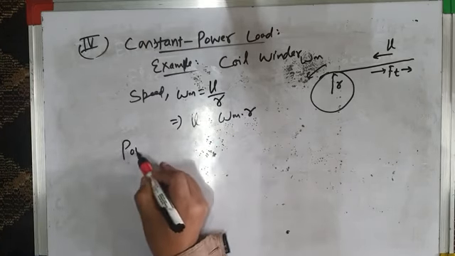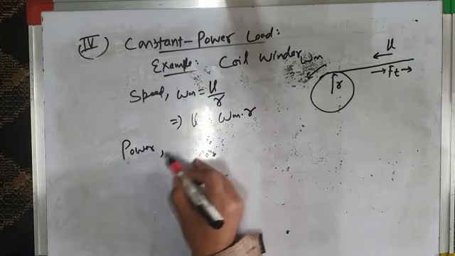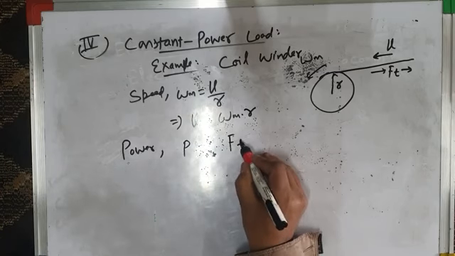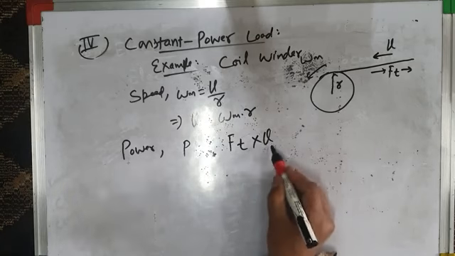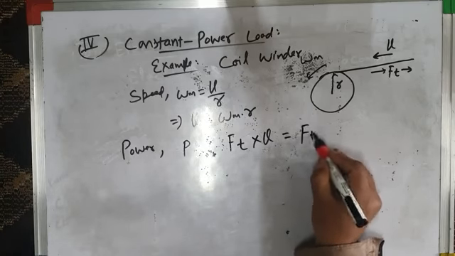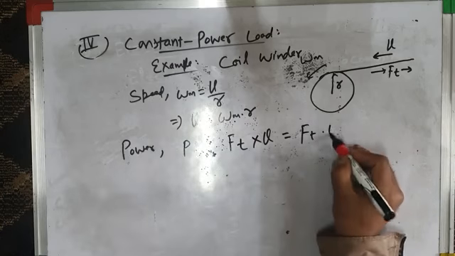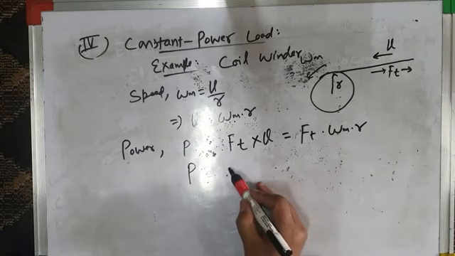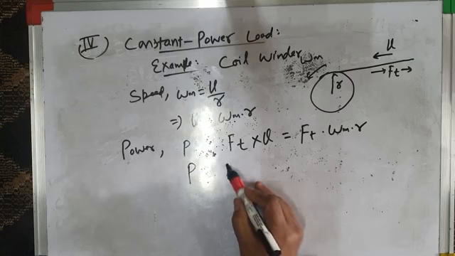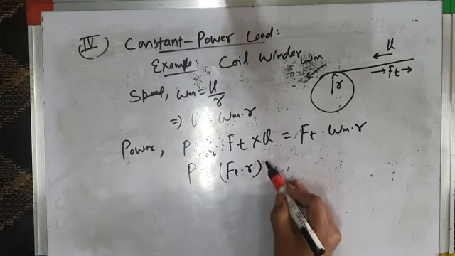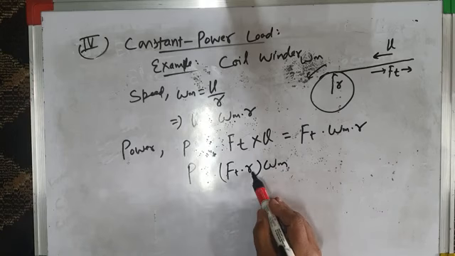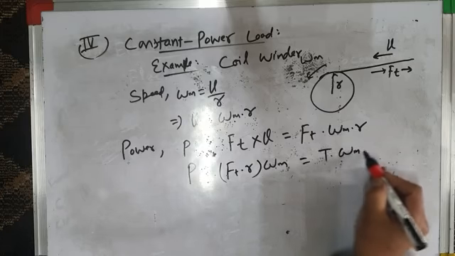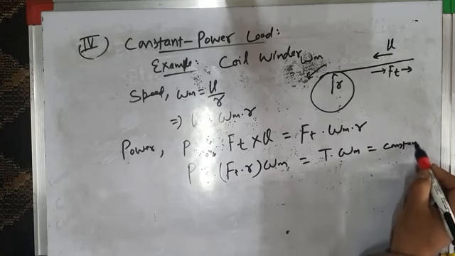What is the power developed by this drive? Power P is given by force Ft into velocity. This is the definition of power. And velocity is given by omega m into R. So P is equal to Ft into R multiplied by omega m. What is force into radius? That's nothing but torque. F into R is torque, so P is T into omega m. And this power remains constant in these types of drives.